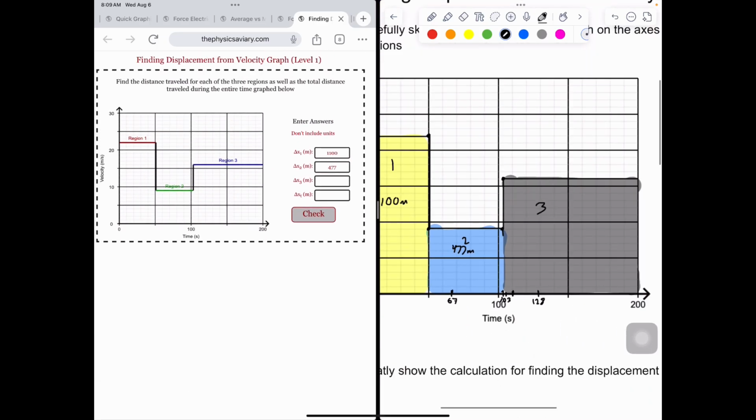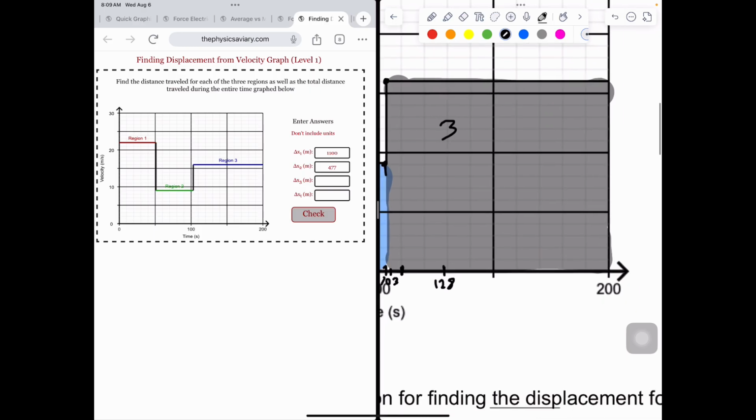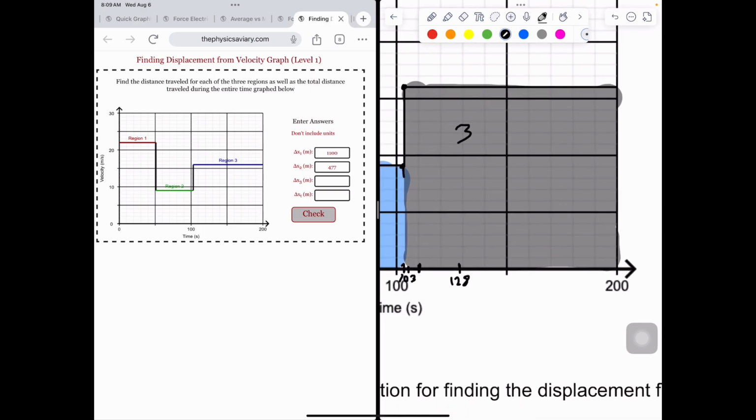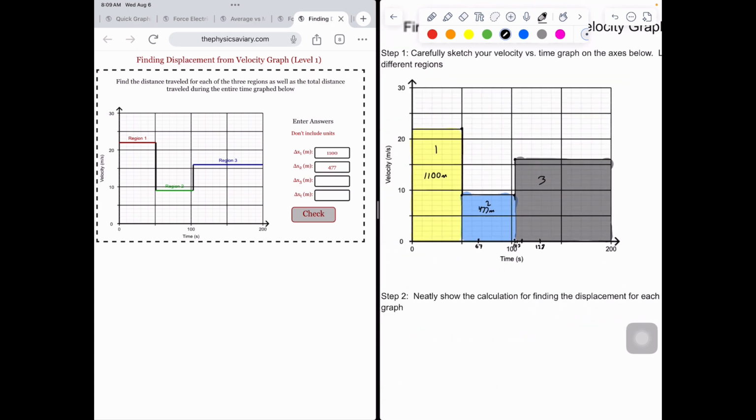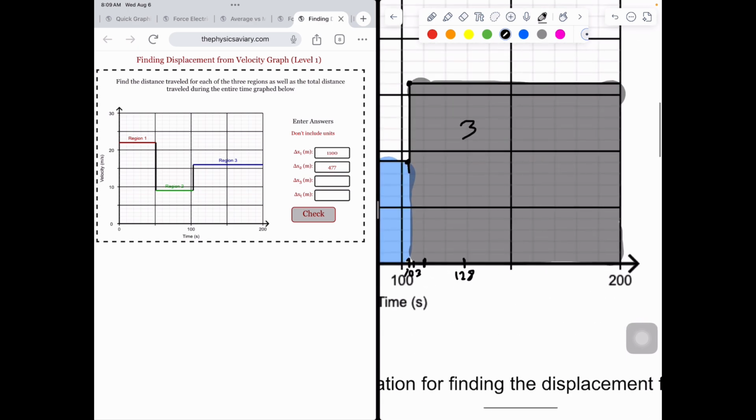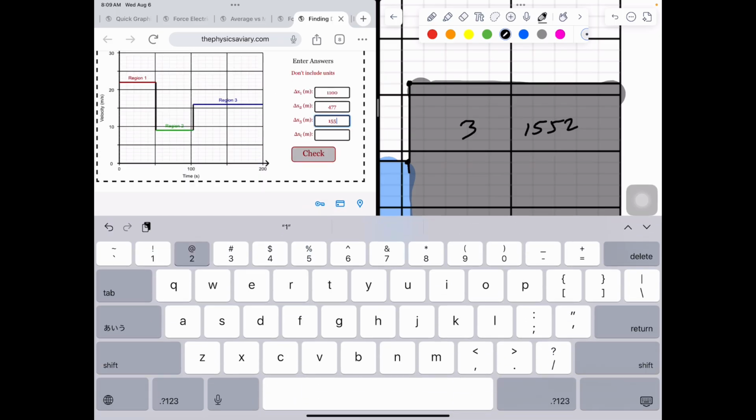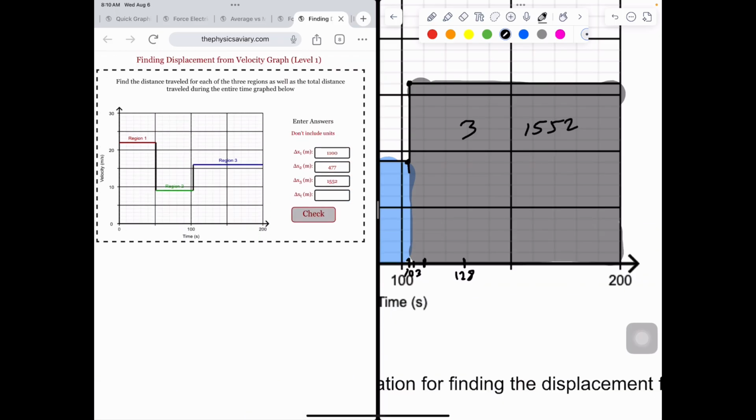And then for this last one, I'm taking the difference between 200 and 103, and that, of course, would be 97. So now I'm going to take 97 seconds on the base times 16 meters per second, and I'm looking at about 1552.